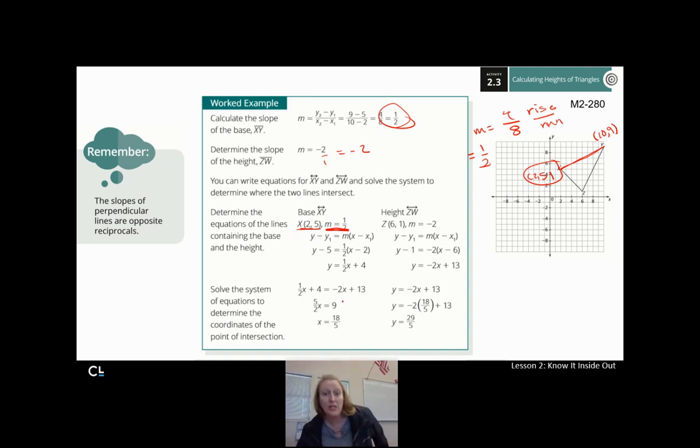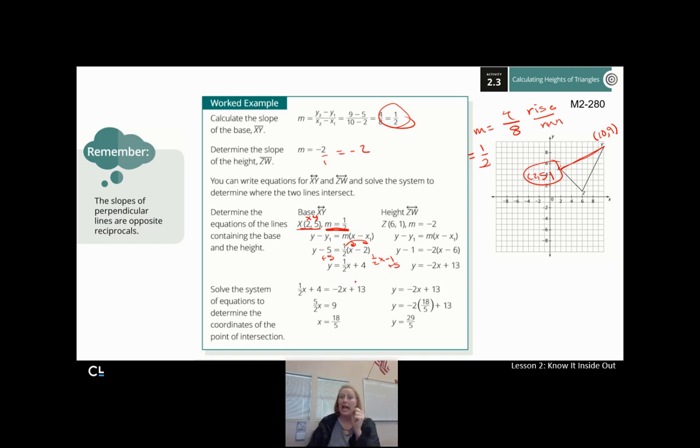Remember how we could write an equation doing Y minus the Y coordinate equals my slope times X minus the X coordinate. So fine. My Y coordinate is 5. So Y minus 5 equals my slope, which is 1/2, times X minus my X coordinate, which is 2. And then at this point, we just cleaned up. So I distributed the 1/2. That gives me 1/2 X, and half of 2 is 1. And then we add 5 to both sides, and we get Y equals 1/2 X, negative 1 plus 5 is a positive 4.